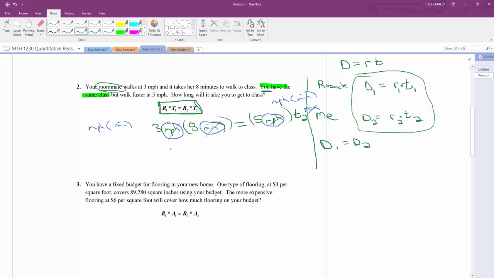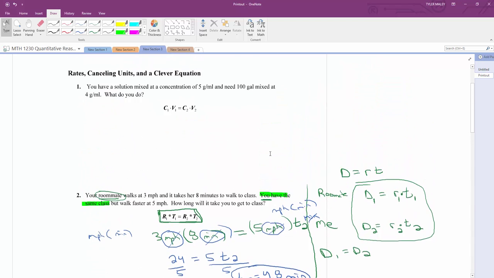So here, if we solve this, we would end up getting 24 equals 5 times T2. If I divide both sides by 5, we end up getting 4.8. So T2 equals 4.8 minutes.